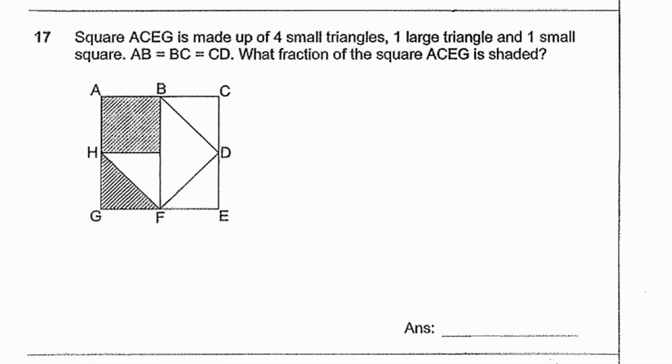Square ACEG is made out of 4 triangles and 1 small square. So AB equals to BC equals to CD.